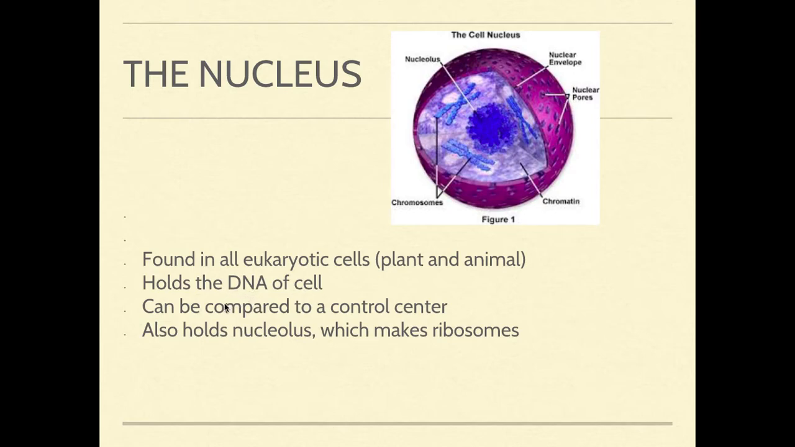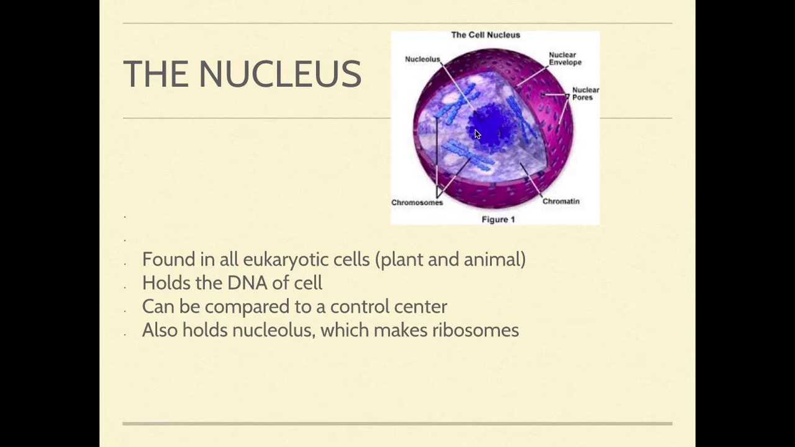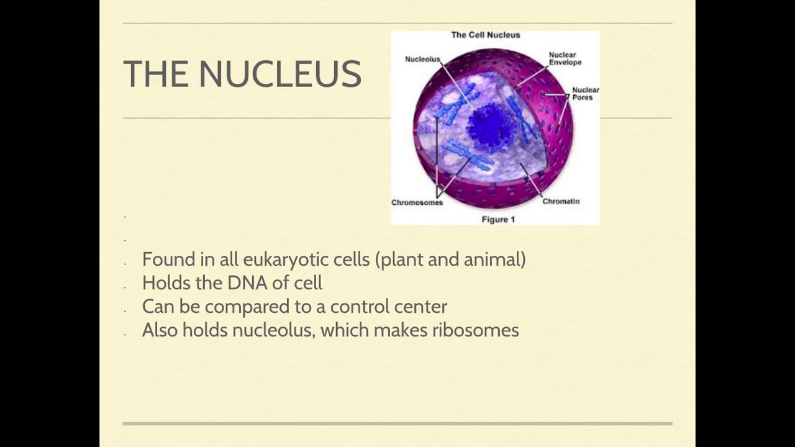The nucleus is sometimes called the control center or the brain of the cell because it's where all the instructions are. Without that nucleus, you have no instructions. You don't know what to do. We're going to find it in both plant and animal cells. And as I mentioned, this dark center, the nucleolus, is the part of the nucleus that makes ribosomes. We'll talk about ribosomes in just a minute. So the nucleus, the brain of the cell.